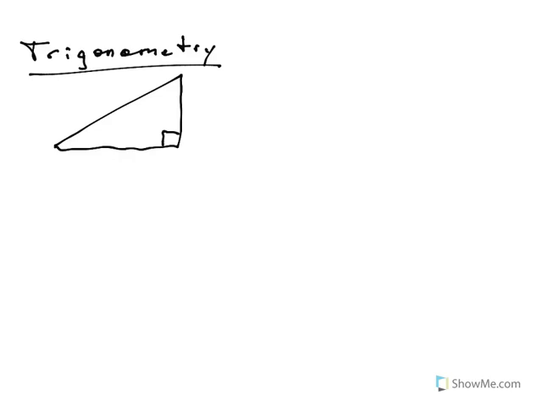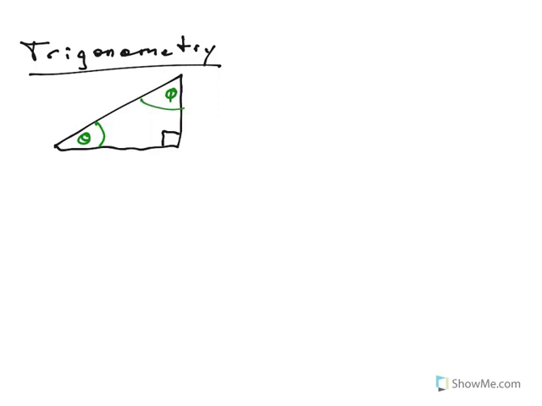Well, we're going to have three different sets of relationships. The first set of relationships deals with the angles. So let's say we have an angle theta and we have an angle phi.